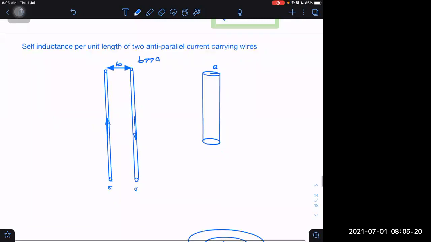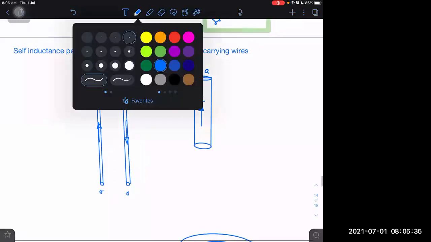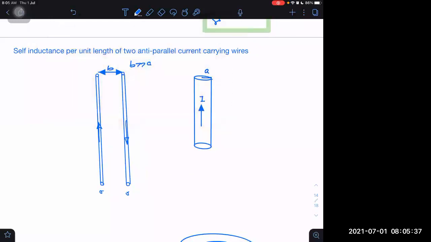So if the current is I in this in upward direction, what is the flux due to that? From where to where are we finding the flux? I'm taking one element here. In this element, I'm finding the flux first, and then I'm integrating it.